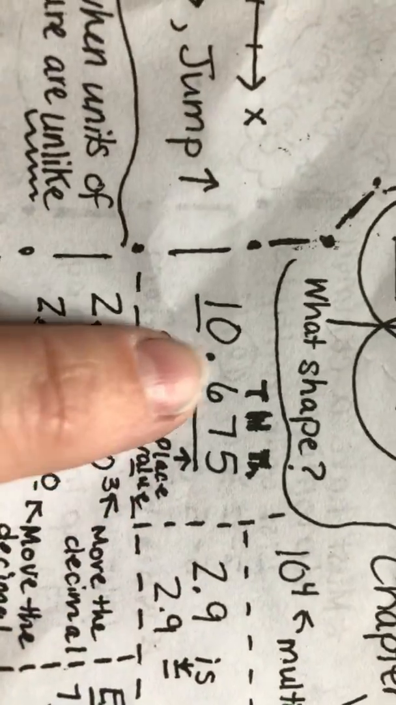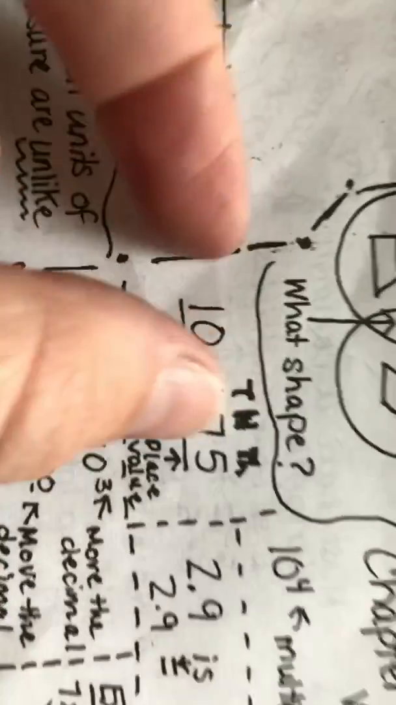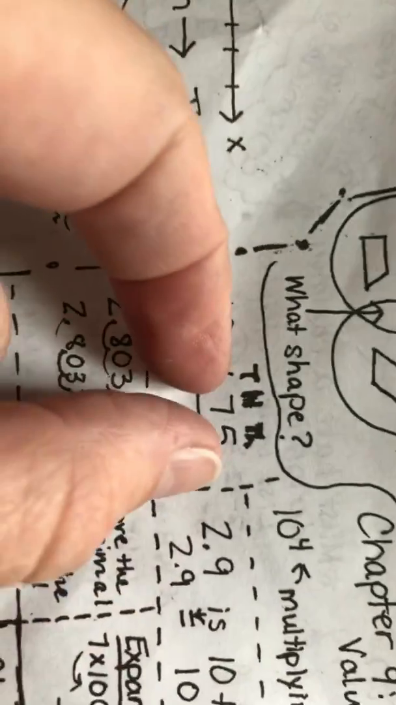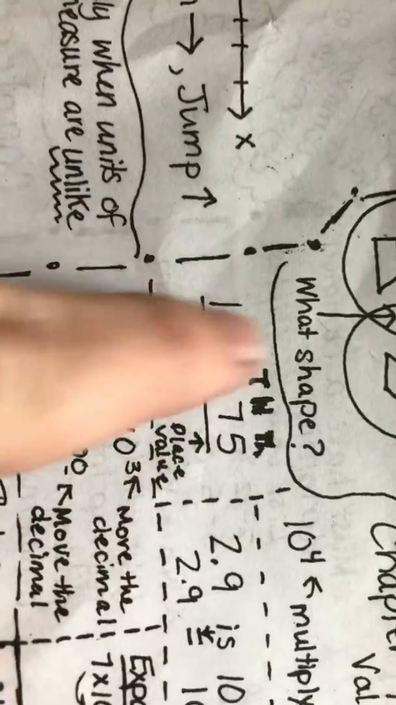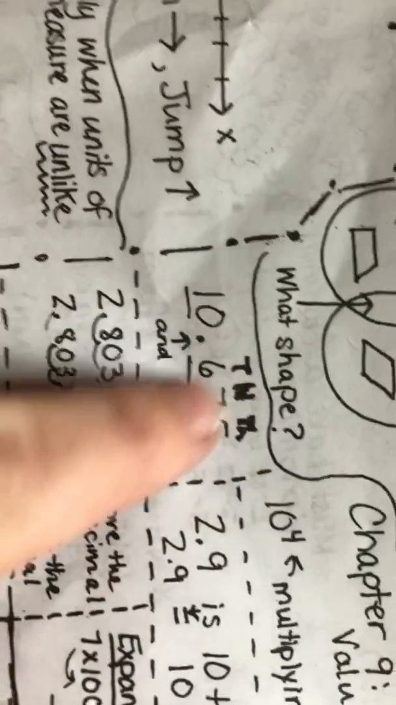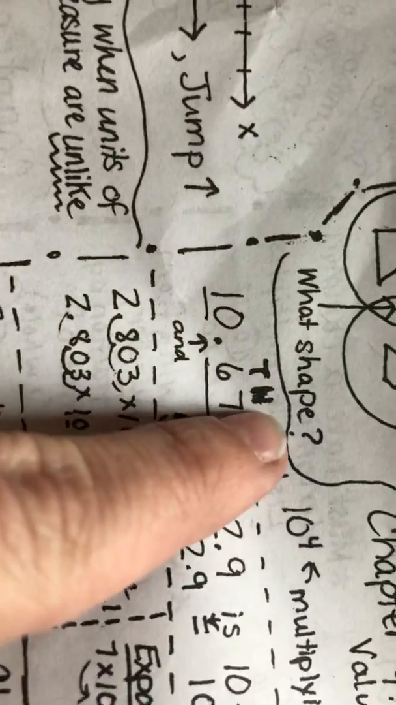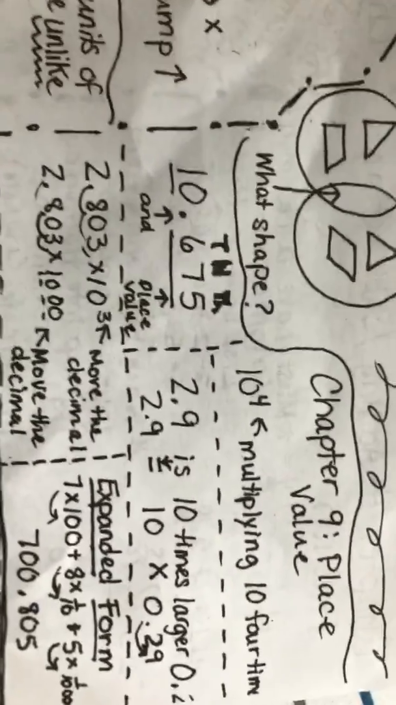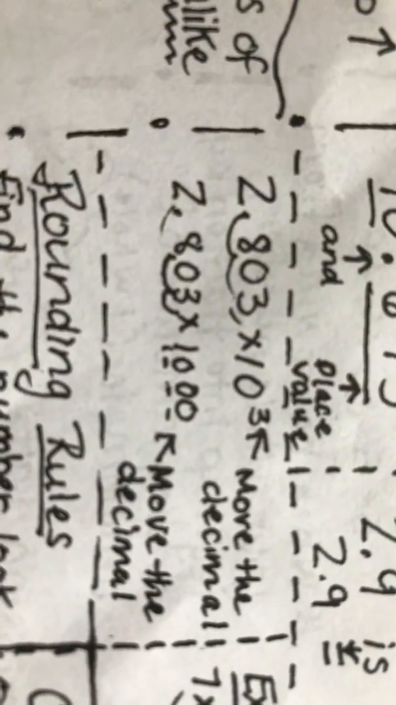Remember that the decimal point represents the word and. Look at your chunks. What is the chunk before the decimal? When I see the decimal, I say the word and. Look at the chunk after, and then the place value. So here I have 10 and 675. Place value of the 5 thousands. 10 and 675 thousands. Chant it in your head. THT. Tens, hundreds, thousands.